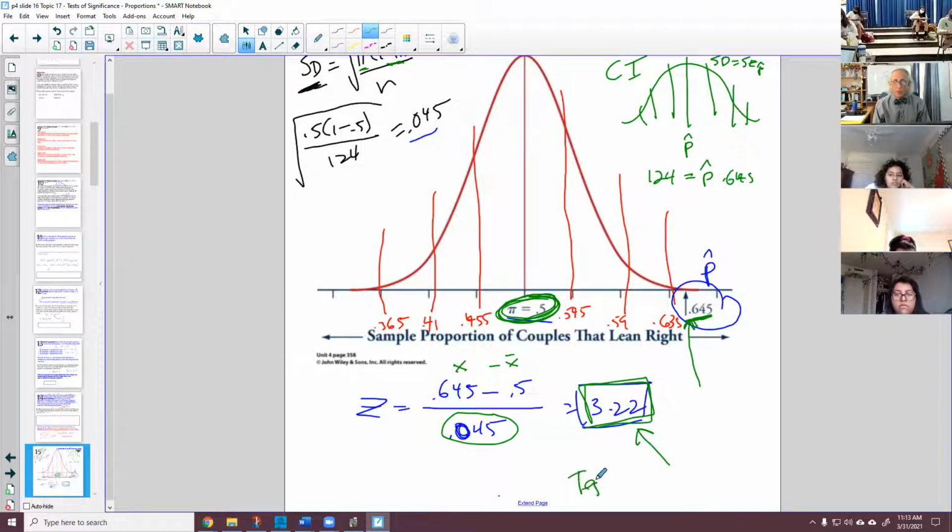This z-score is called my test statistic. Honestly, I think that's poor terminology. Because when I'm thinking about what's my test statistic, I'm thinking, well, that would be my p hat. That's my statistic, right? But in a test of significance, the test statistic is the z-score of the p hat. Z-score of the p hat. That is my test statistic.